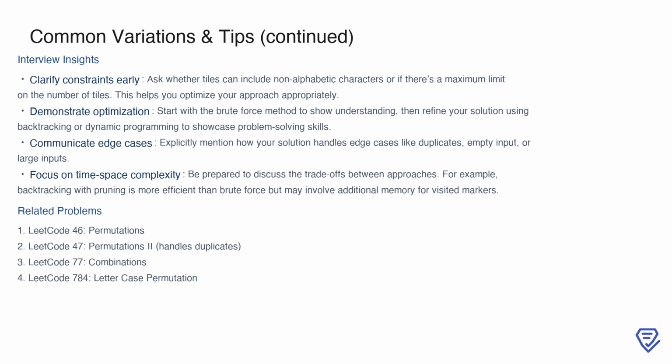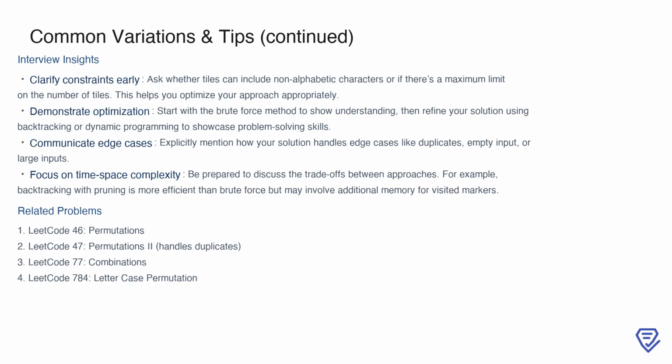When tackling this problem in an interview, it's important to clarify constraints early. For example, ask if tiles can include non-alphabetic characters or if there's a maximum limit on the number of tiles. Knowing this helps you tailor your approach. Demonstrating optimization is another key interview skill. You might start with a brute force solution to show your understanding of the problem, then refine it using backtracking or even dynamic programming to highlight your problem-solving abilities. Be sure to communicate how your solution handles edge cases. For instance, explain what happens with duplicate tiles, empty input, or very large input sizes.